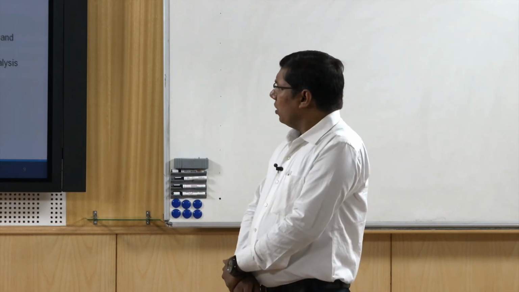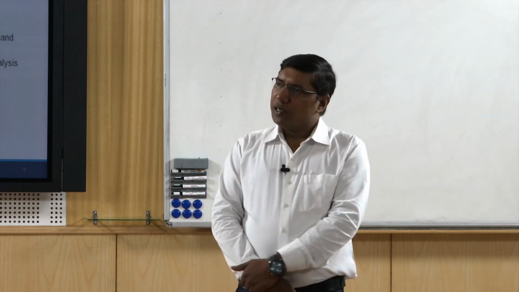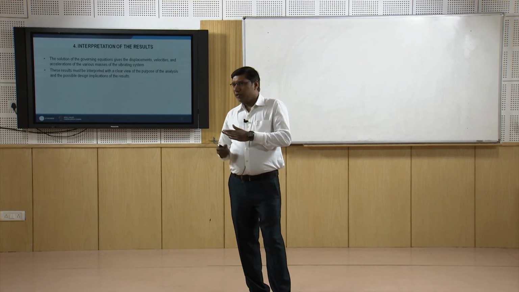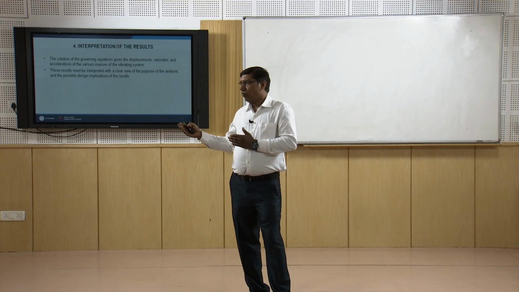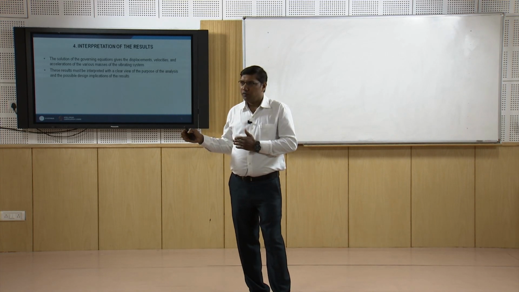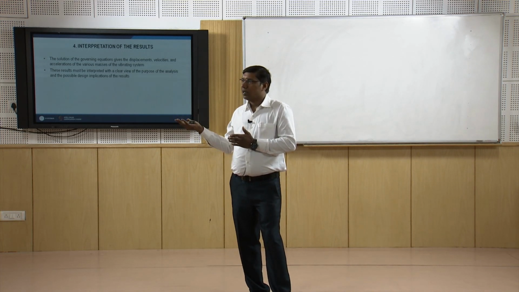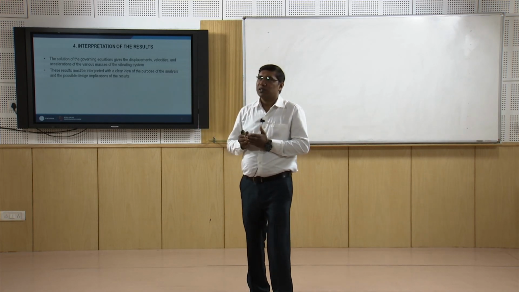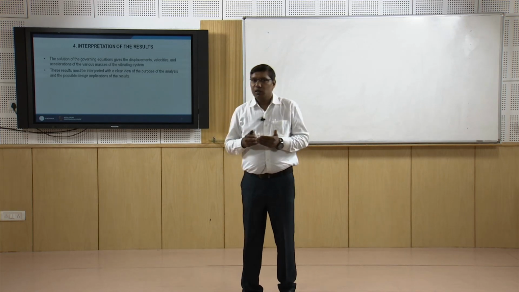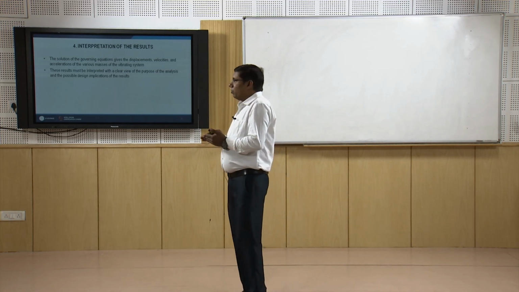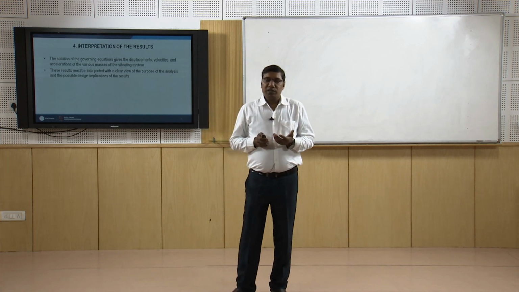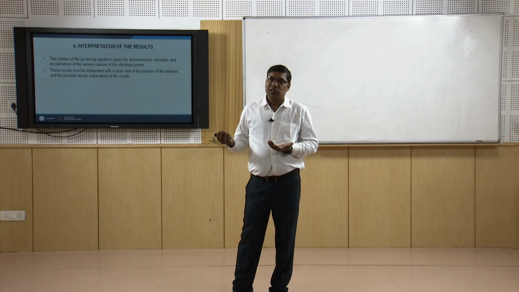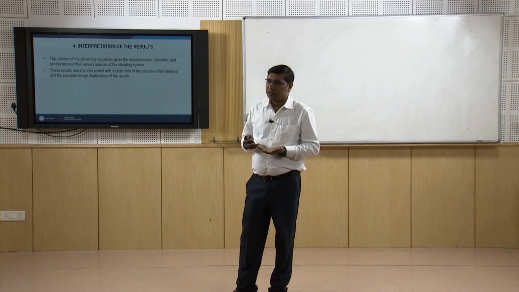From these responses, we have to interpret the results, means we came from physical system to a mathematical system, we worked with the mathematical system, we solved that mathematical system, we got certain results. Now, those results we have to take back to the physical system, we have to correlate these things, because our objective was to understand the physical system. The mathematical system was one middle step that helped us to understand this.